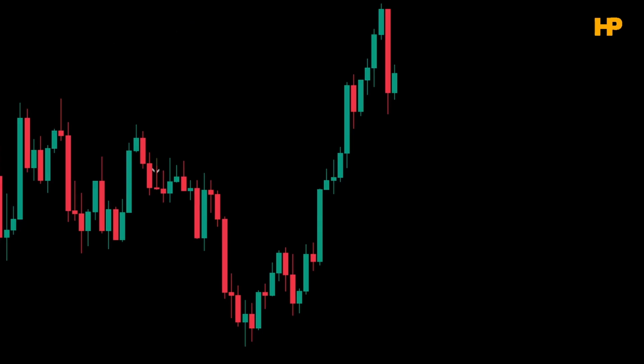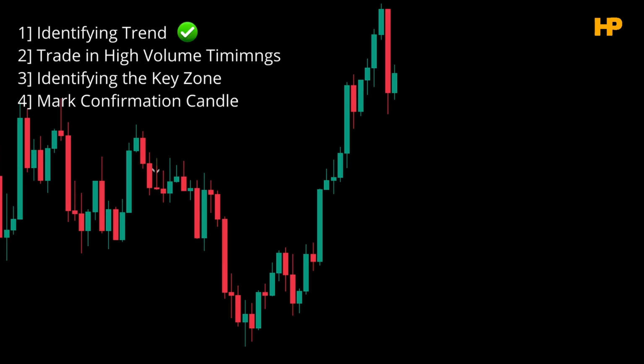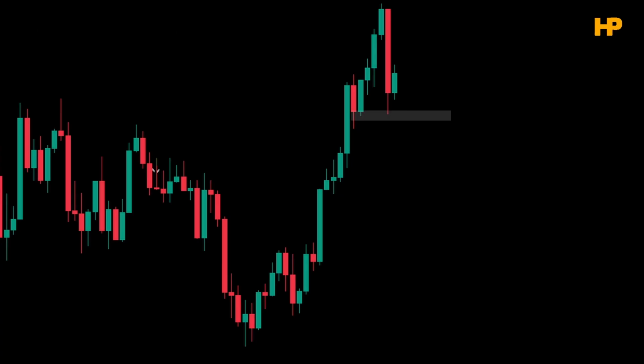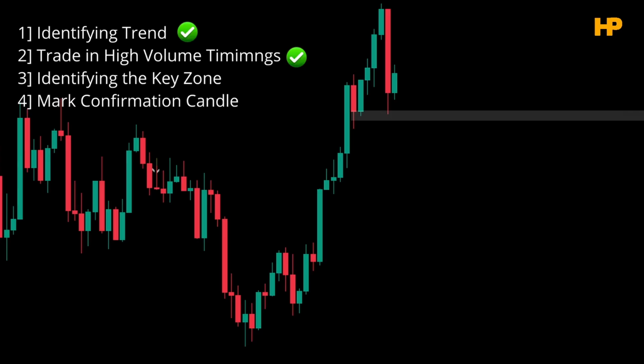Let's see the session timings. As you see, this is an Asian session. Okay, we can take a trade at this moment. Our second rule, trade in high volume timings, is satisfied. On a 1-hour chart, we identify a support zone. It is a very recently formed support and it has a clean range on the left side. That's why we mark it as our support zone. So our third rule, identifying the key zones, is also satisfied.